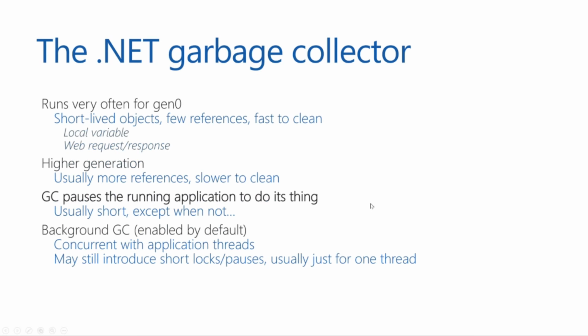Right. As we already saw, the .NET garbage collector runs very often for generation 0. Why? Typically, it's only in the scope of one method or one class or a couple of methods and so on. So there will be fewer references, and it's really quick to collect those objects from memory. Typically, local variables, if you do a web request response in an ASP.NET application, the request and the response will be typically the unit where garbage collection will probably happen for generation 0.